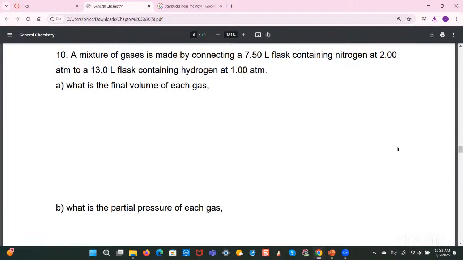So this question says a mixture of gases is made by connecting a 7.50 liter flask containing nitrogen at 2 atmospheres to a 13.0 liter flask containing hydrogen at 1.0 atmospheres. So the first question is, what is the final volume of each gas? Well, when it comes to questions like these, I like to draw diagrams. It gives me a visual of what we're dealing with so that I can tackle it more successfully. So let's say this is one flask connected to another flask.